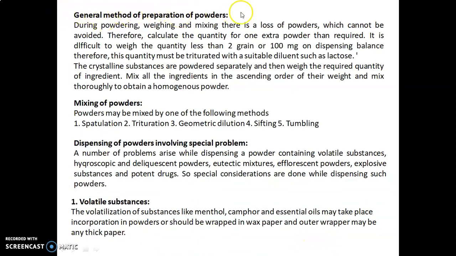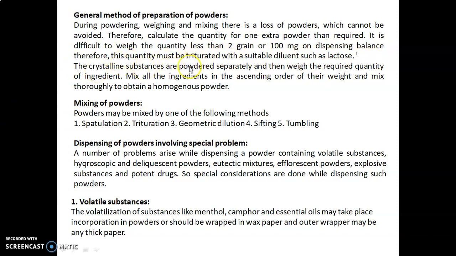General method of preparation of powders: during the powdering, weighing and mixing, there is a loss of powder which cannot be avoided. Therefore, calculate the quantity for one extra powder than required. It is difficult to weigh a quantity less than 2 grain or 100 milligram on a dispensing balance. As we know, 1 grain is equal to 60 milligram. Therefore, this quantity must be triturated with a suitable diluent such as lactose.